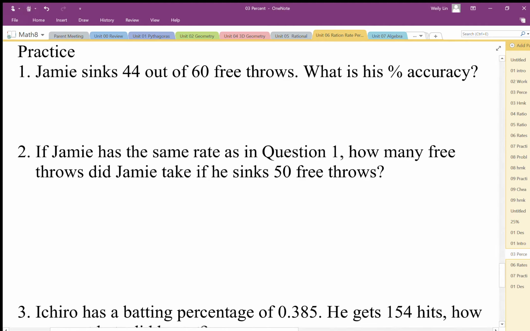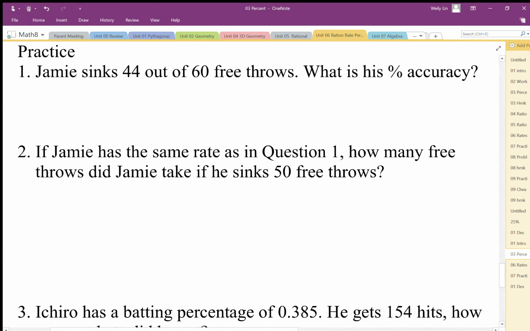So I'm going to write out the part to whole ratio, and this is my percentage ratio. In this case, I can just divide. 44 divided by 60 gives us our decimal multiplier, and that works out to be our percentage. Okay, so when I divide, I'm finding this multiplier.